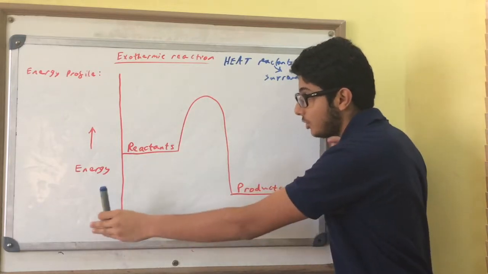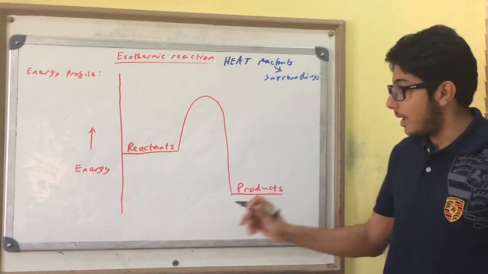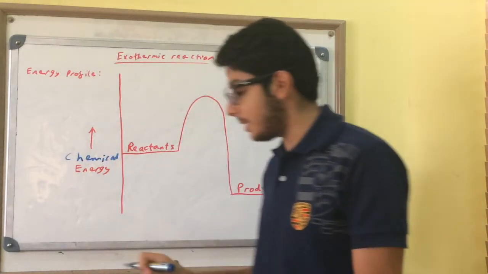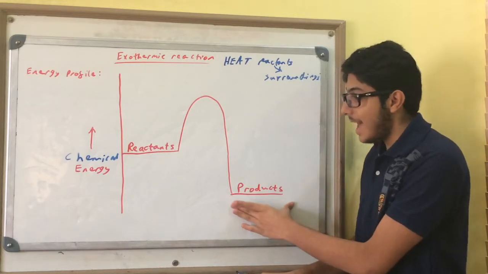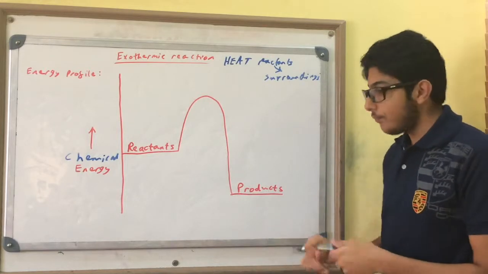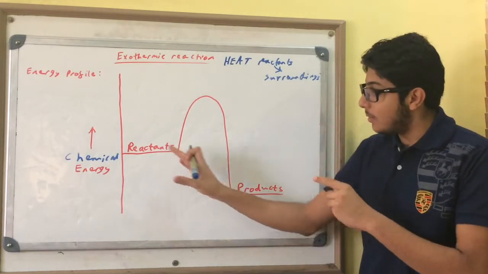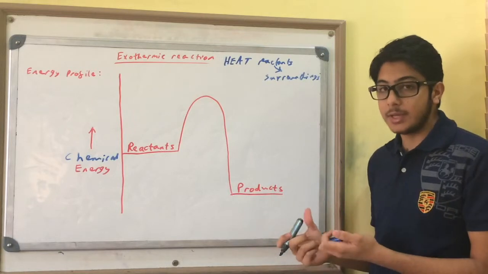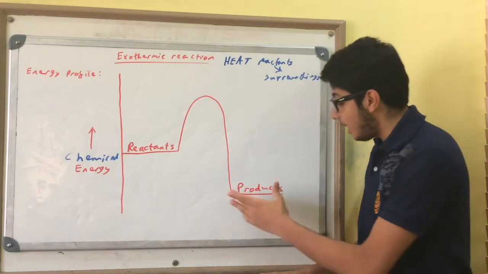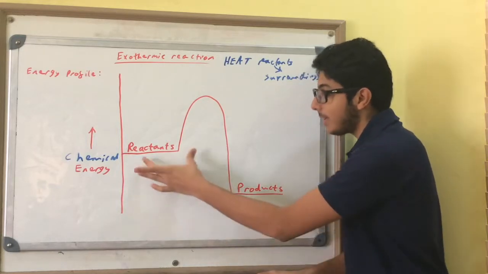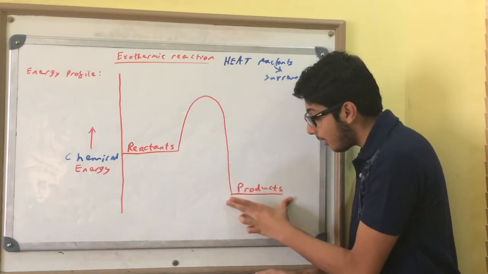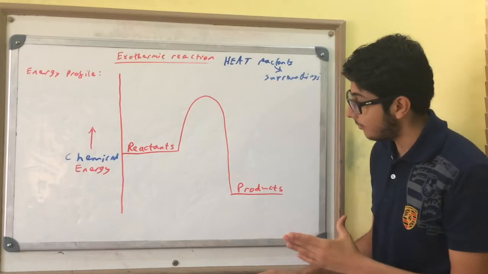And here we have an energy profile of an exothermic reaction. As we go up, the chemical energy increases. Now, as you can see, the products have lower chemical energy than the reactants. Why? Because heat has been released from the reactants to the surroundings, you have lost some of that heat energy. And so the products are made up of the reactants. And if the reactants lose chemical energy, then the products will have less chemical energy.